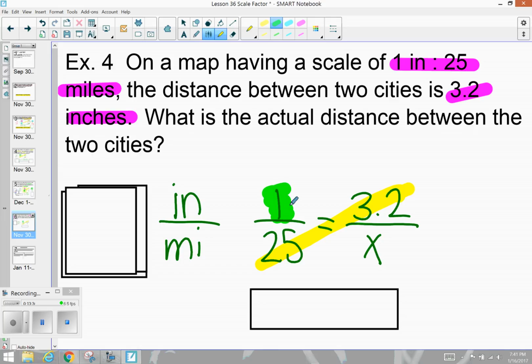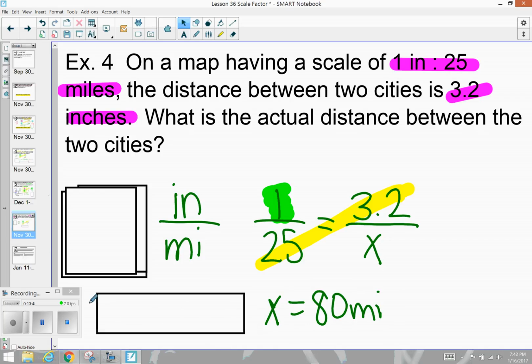Are we seeing some pattern with this whole entire unit? Okay, so what will we find the answer to this to be? That's right, that we will be traveling 80 miles. That's funny because we got a decimal number for our inches, but we got a whole number for our miles. That's okay. So in this trip, we'll be traveling 80 miles.